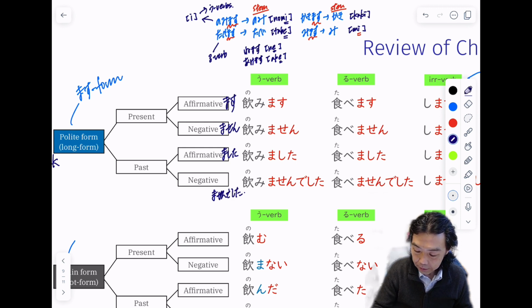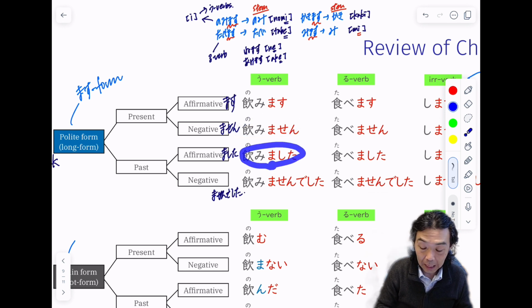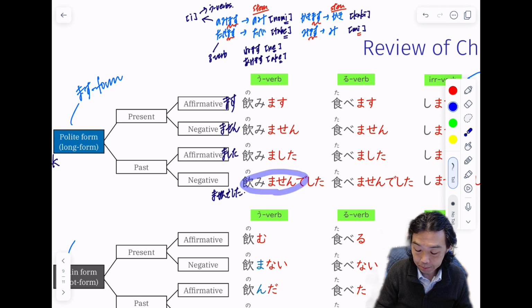Okay. So you combine these elements to the stem. So present affirmative of nomimasu is nomimasu. It's the same. The negative is nomimasen. Past affirmative is nomimashita. And past negative is nomimasen deshita.